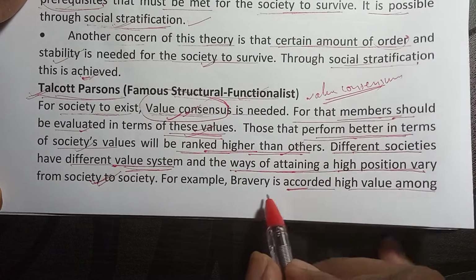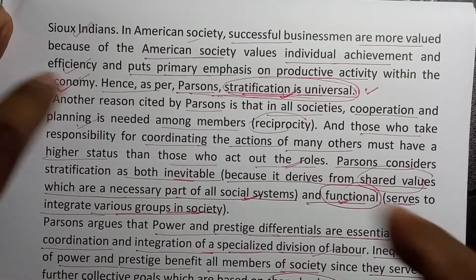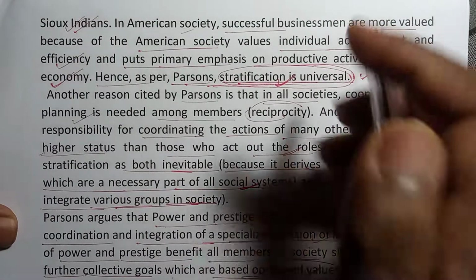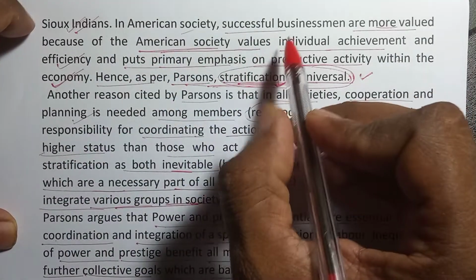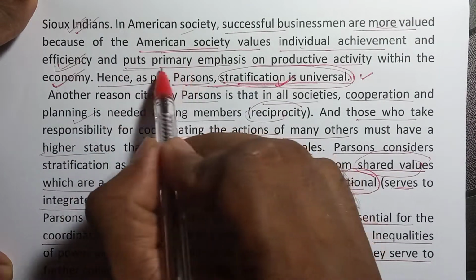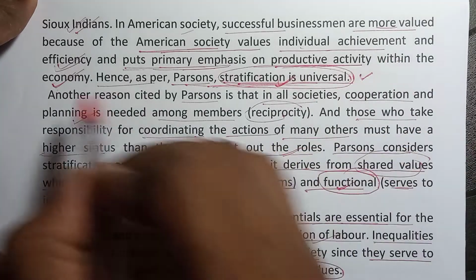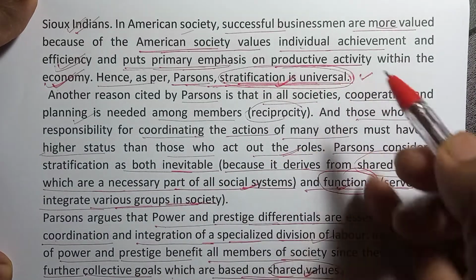For example, bravery is accorded high value among Sioux Indians. In American society, successful businessmen are more valued because American society values individual achievement and efficiency and puts primary emphasis on productive activity within the economy. Hence, as per Parsons, stratification is universal.